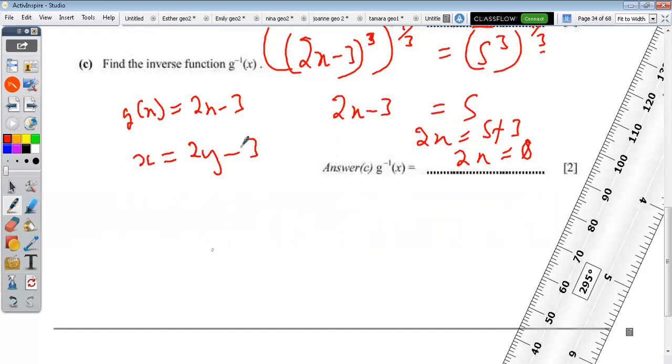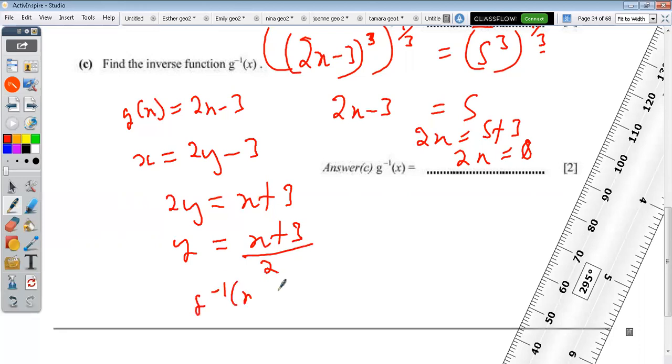Now move that the other side. So 2y is equal to x plus 3. Make y the subject of the formula. Y is equal to x plus 3 divided by 2. So it means we are done. The inverse of that function is simply equal to x plus 3 over 2. That making sense now?